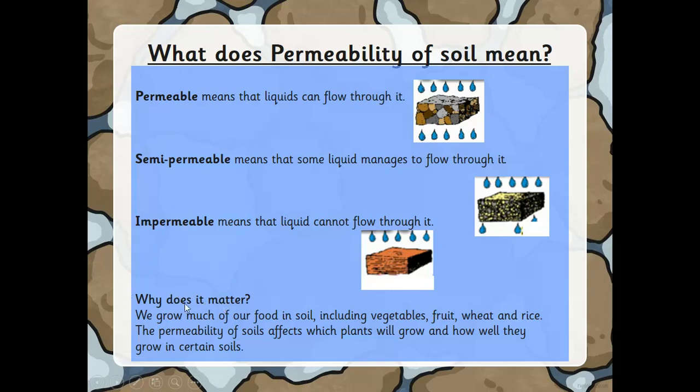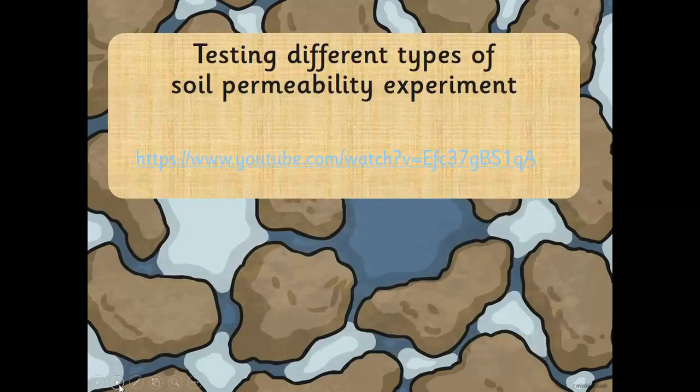Why does it matter? We grow much of our food in soil, including vegetables, fruit, wheat, and rice. The permeability of soil affects which plants will grow and how well they grow in certain soils. Testing different types of soil permeability experiment.